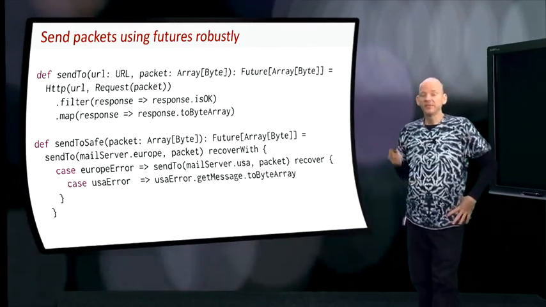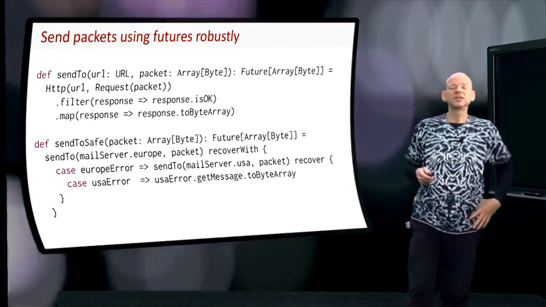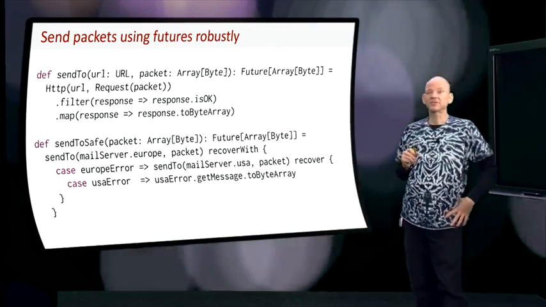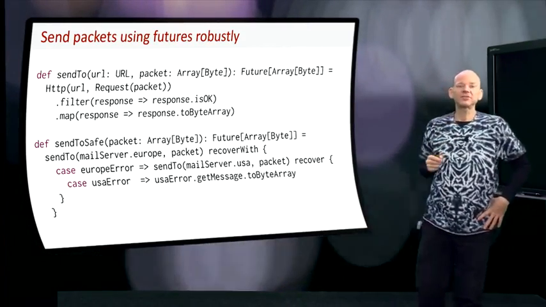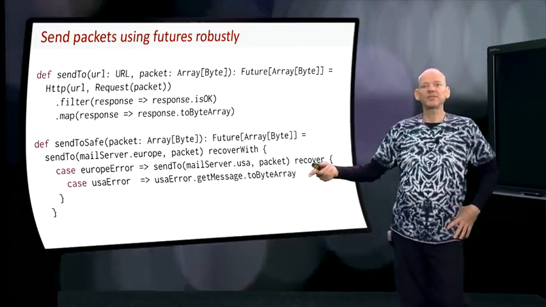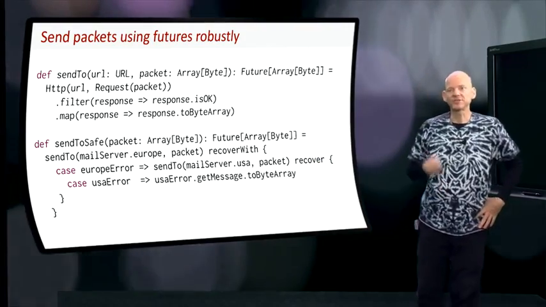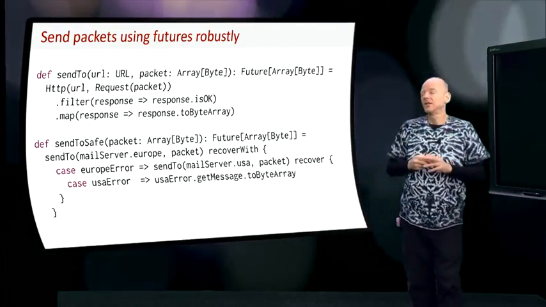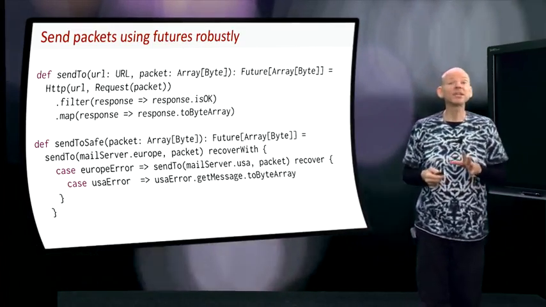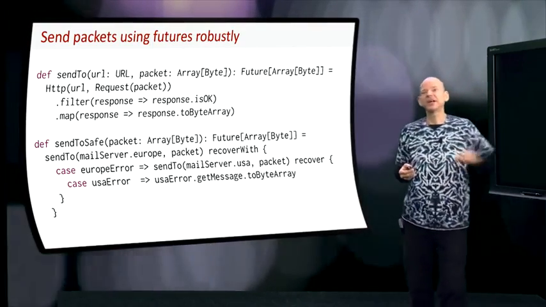Now the problem with this code is that we were really trying to send the packet to Europe, but when it goes wrong sending it to the US, we get the error message for the US. So this code is still not really good, but it's already much better than our naive attempt.